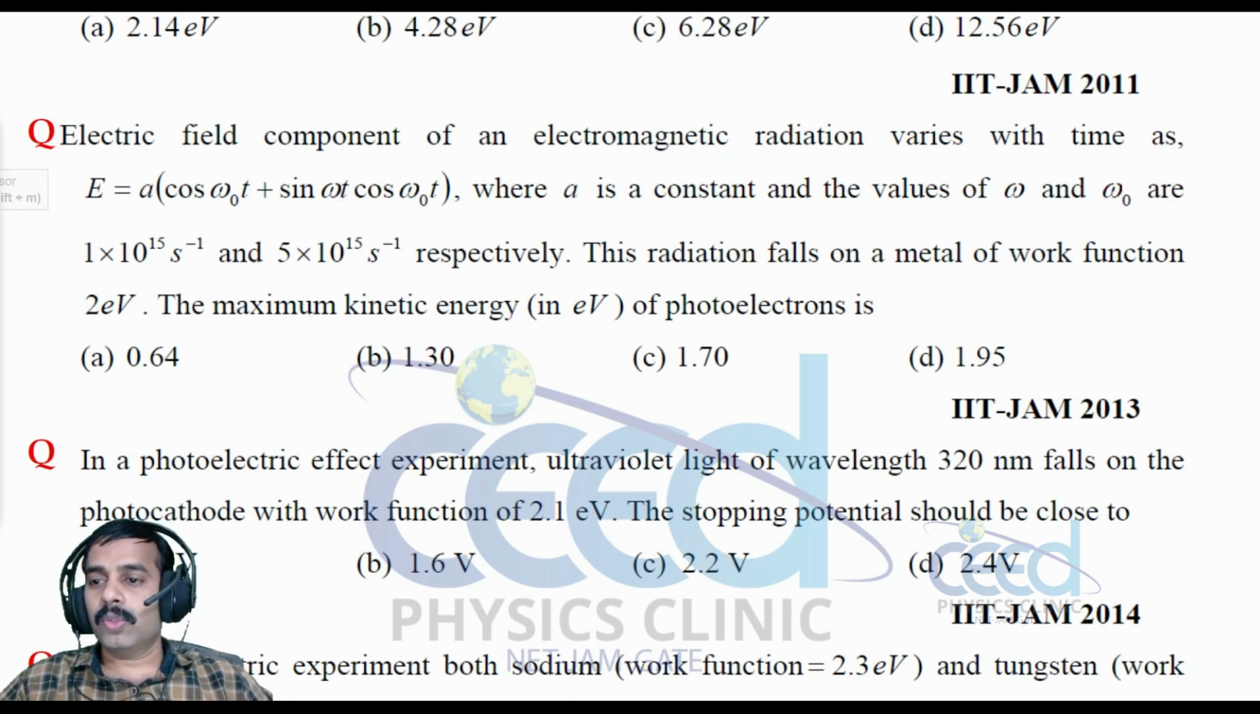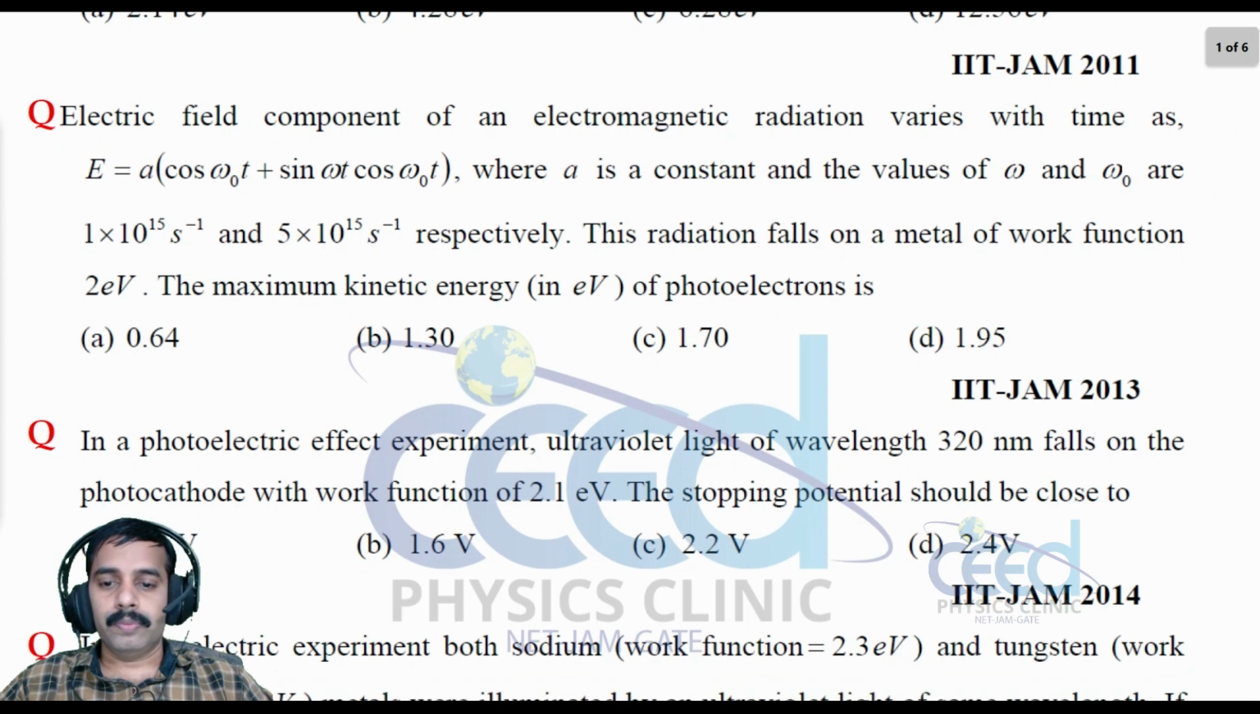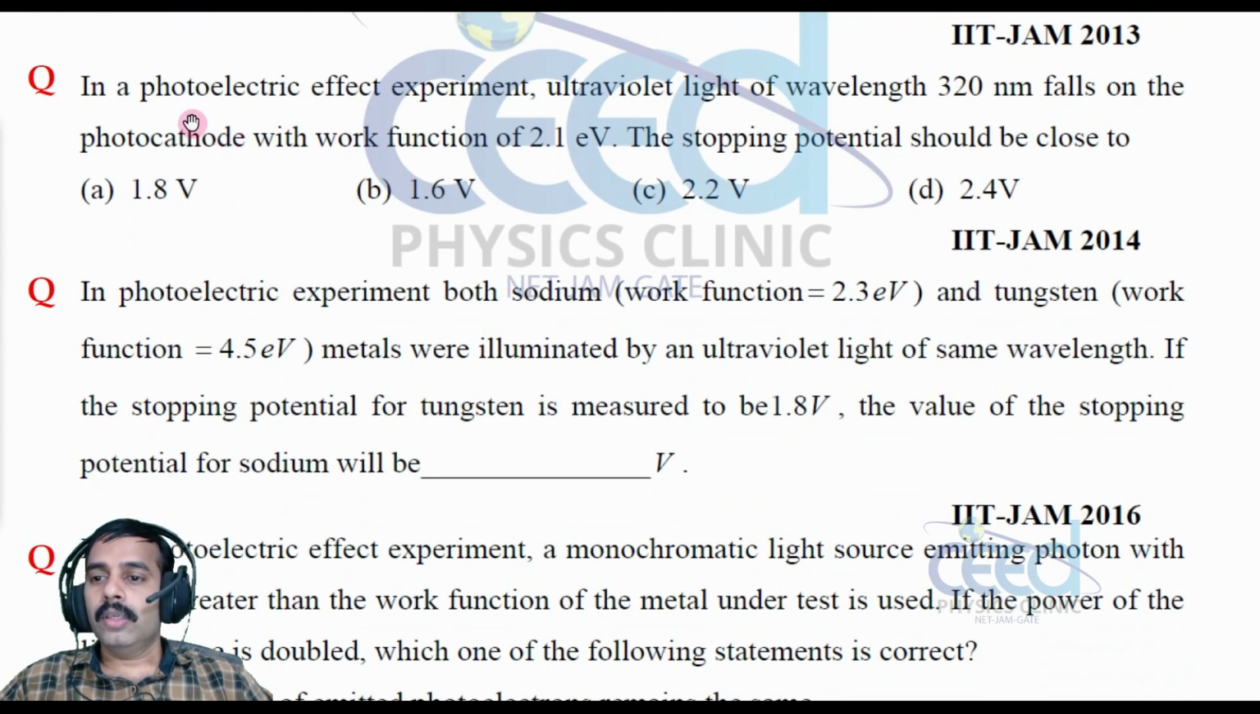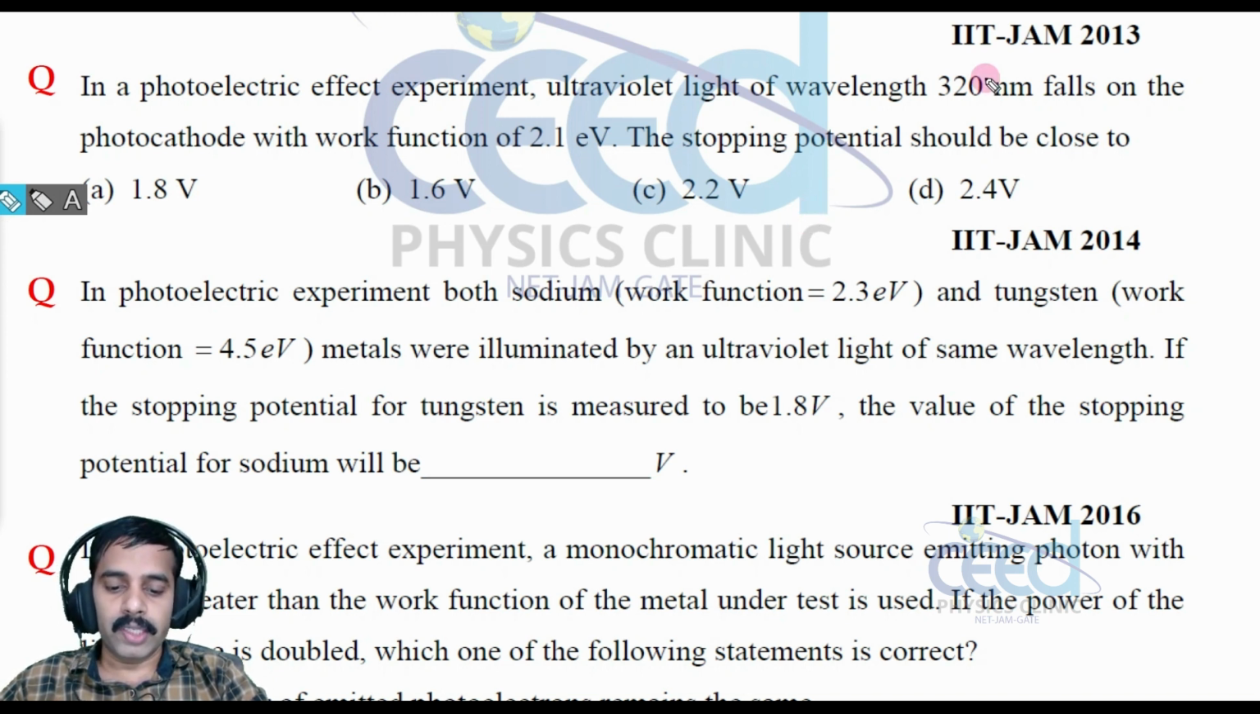Now let us come to another problem. In a photoelectric experiment, ultraviolet light of wavelength 320 nanometer falls on the photocathode of work function 2.1 electron volt. The stopping potential should be close to. So here instead of kinetic energy, we have to find the stopping potential. Work function is given, wavelength is given, right? So here we can substitute the values.